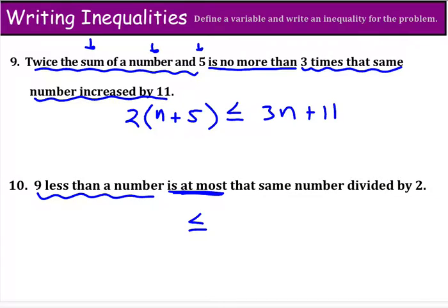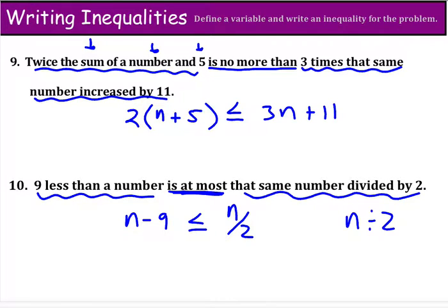9 less than a number. So I'm subtracting 9 from a number, and minus 9 is at most that same number divided by 2. Well, the same number is n, and that's divided by 2. Now, some people say n divided by 2. Usually when we write it algebraically, we're going to write division as a fraction, so we'll keep it looking like this right here.